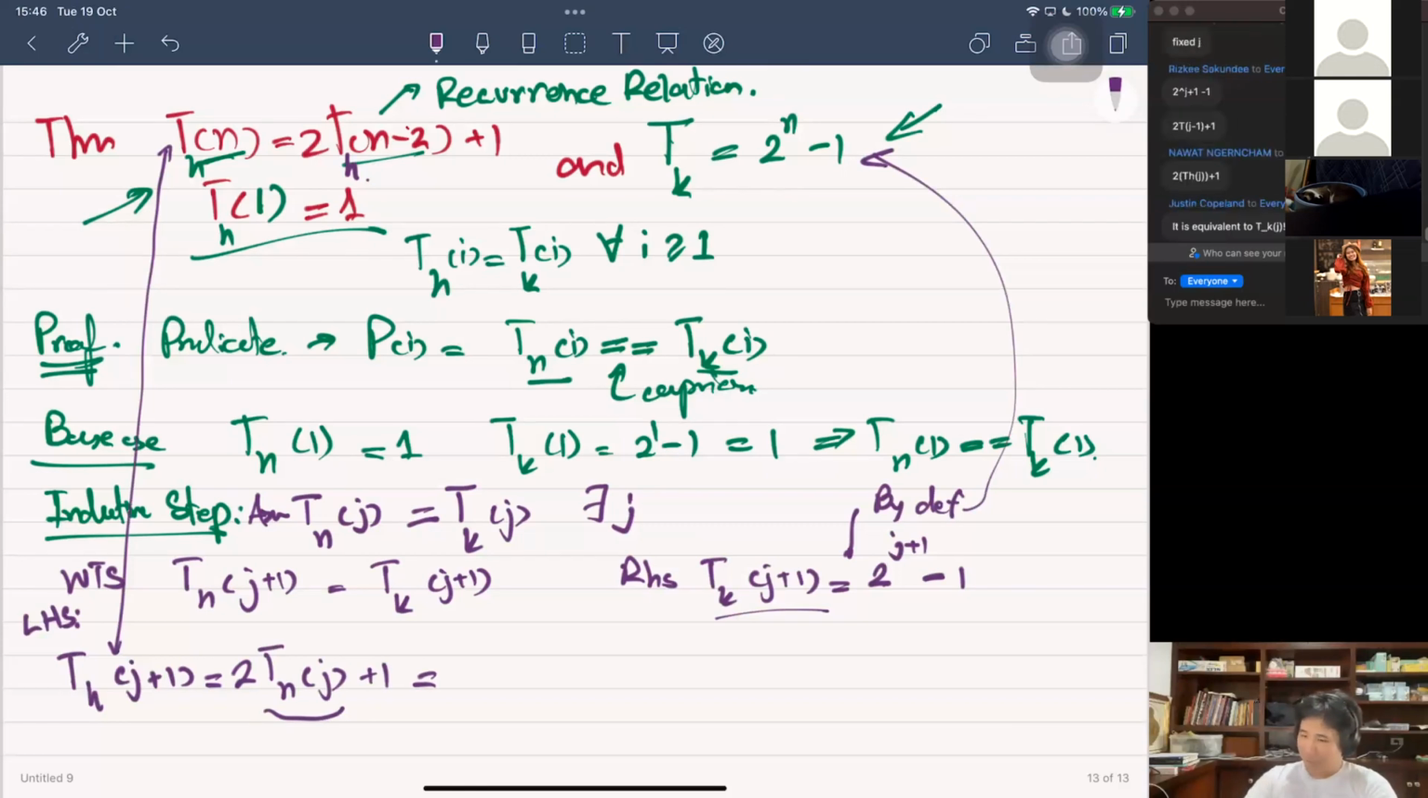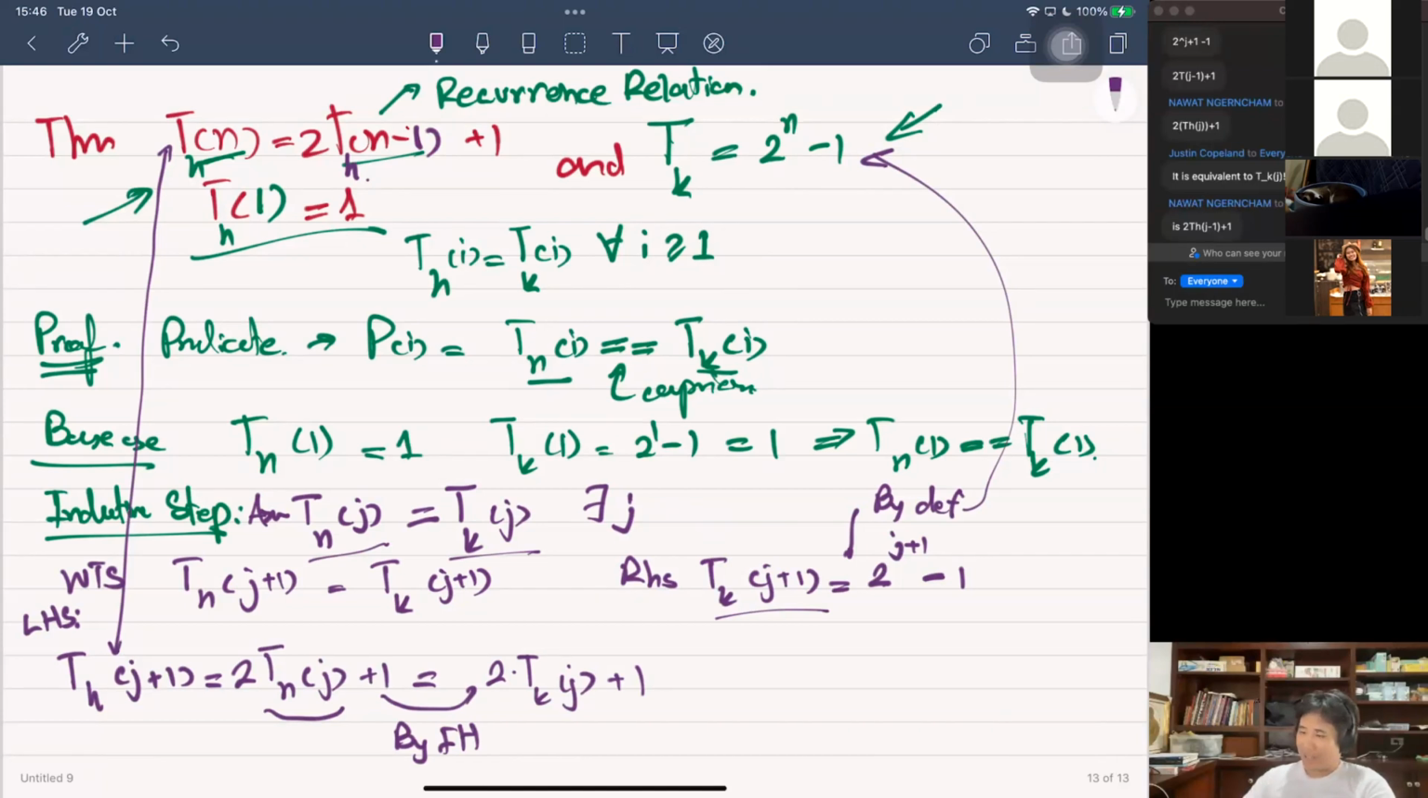Wait, why is it -2? It should be -1. Sorry about that. Right. So this thing is by inductive hypothesis, right? So we know the TH of J is TK of J. So it's going to be 2 times TK of J plus 1.